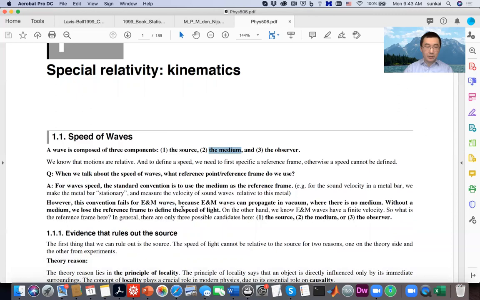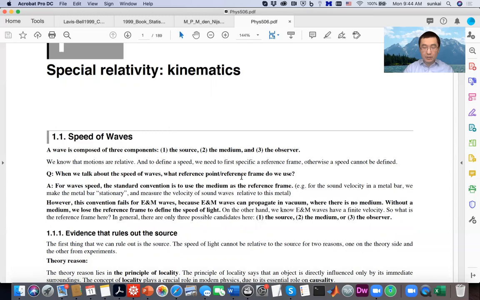Of course, if we go back to the original definition, light or any wave is made of these three components. As a result, the speed of light must be defined relative to one of them. There's nothing else in the system. There is only a source, maybe a medium, and an observer in the system. The speed of light has to be defined relative to one of them. So let's examine these three possibilities.